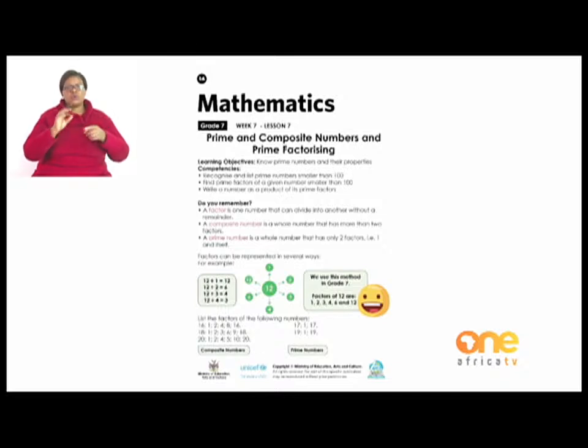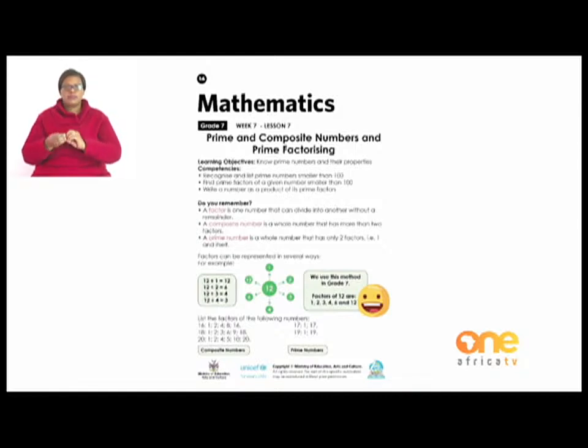On the right, we have 17. The factors of 17 are 1 and 17. We have 19. The factors of 19 are 1 and 19. And this category is classified as prime numbers because they only have two factors.